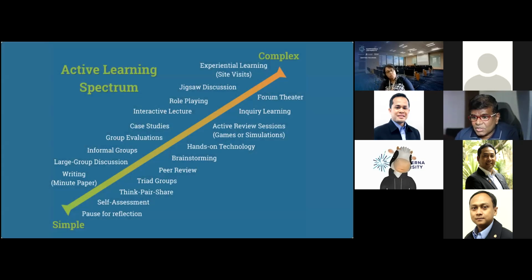So active learning is not just a range of activities, it's actually a spectrum. You have something that is very, very simple, and you have something that is very complex. So again, depending on the time that you have, the course that you're teaching, the cohort that you have, you may decide which may be the most appropriate active learning strategy that you want to employ. So again, this slide, I will make it available so that you can have a look.